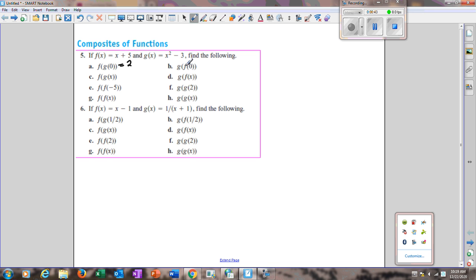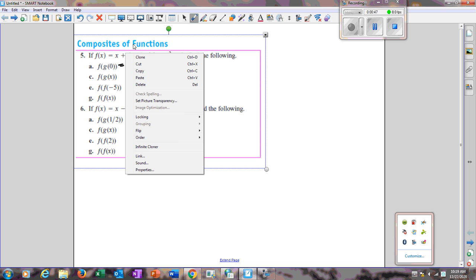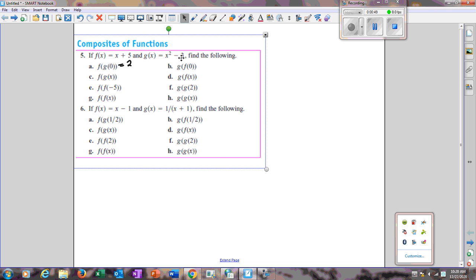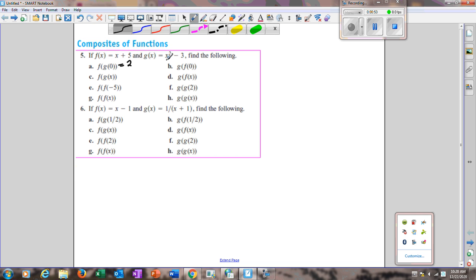Part B, it's g of f of 0, so I plug a 0 into the f function. 0 plus 5 gives me 5. Whatever I get out of there, I plug into the g function. 5 squared is 25, minus 3 is 22.